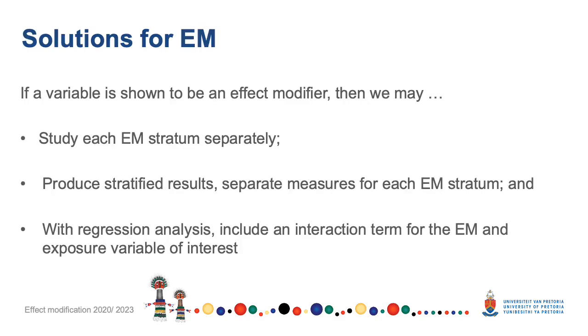So yes, as with confounding, we have solutions. All is not lost if there's effect modification present. On the contrary, you could study each effect modifier stratum separately. If you've combined them in one study, you could produce a set of stratified results with separate measures for each effect modifier stratum. And we can identify this and see if it's statistically significant by doing regression analysis, and you're going to be exposed to that in the next module.